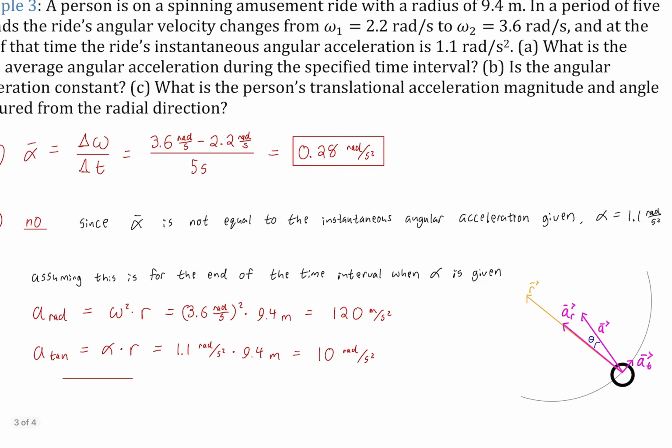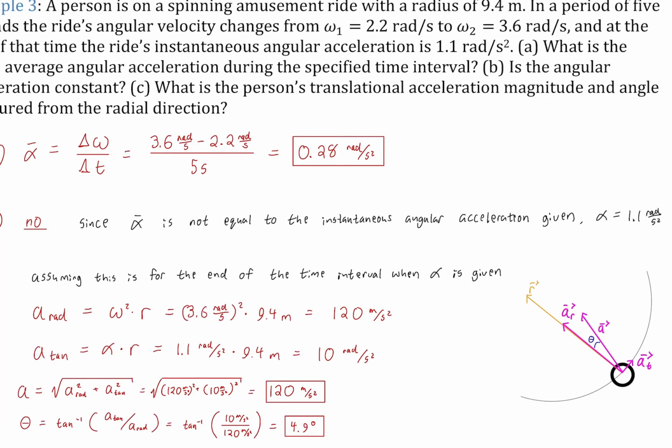All right. If we want to find the total, we'll just use the Pythagorean theorem, and we get that actually with 2 sig figs, it just rounds back to 120. So almost like the tangential doesn't even show up. With three significant figures, it does, right? But we were working with only two significant figures. But we can go ahead and find the angle, all right?